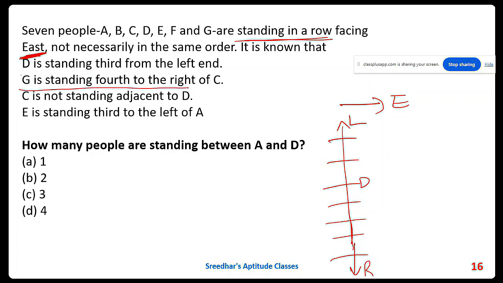G is standing fourth to the right of C, right? And he says C is not standing adjacent to D. So that means here it should not be C, and here it should not be C. And if G has to stand fourth to the right of C, then I cannot take C here either, because then where can I arrange G fourth to the right of C? So the only place for C is this extreme left. Now G is standing fourth to the right of C. So this is 1, 2, 3, 4. Here is G. G is standing fourth to the right of C. Okay. Next.